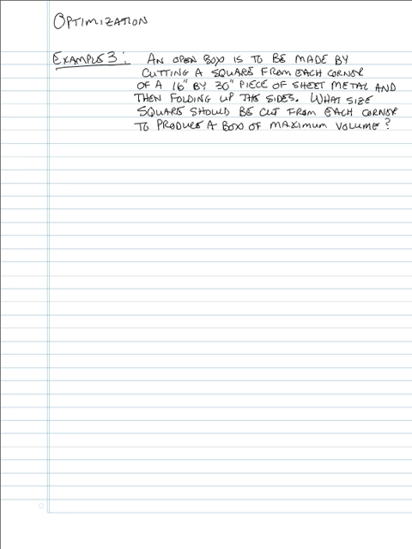Okay, as you can read, for example 3, we're going to create an open box, meaning that it has each of 4 sides and a bottom, but no top. An open box is to be made by cutting a square from each corner of a 16-inch by 30-inch piece of sheet metal and then folding up the sides after we cut out those squares. What size square should be cut from each corner to produce a box of maximum volume? So diagram first.